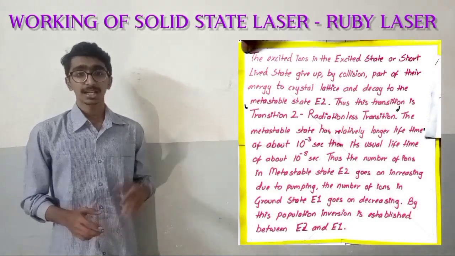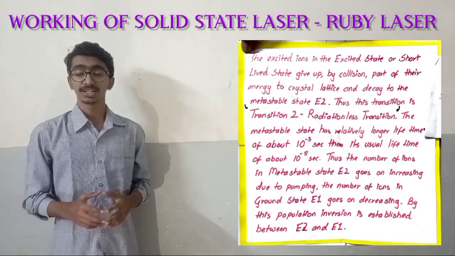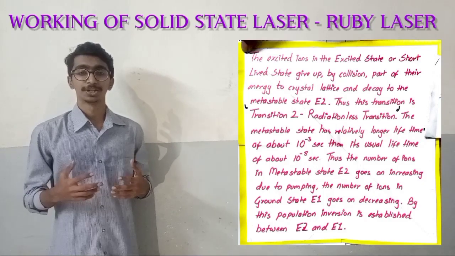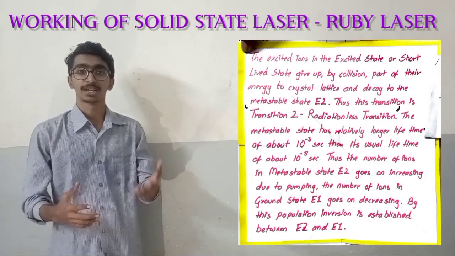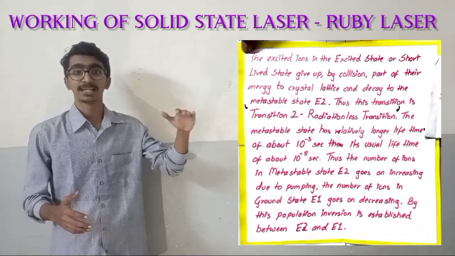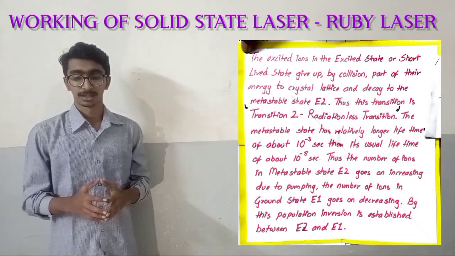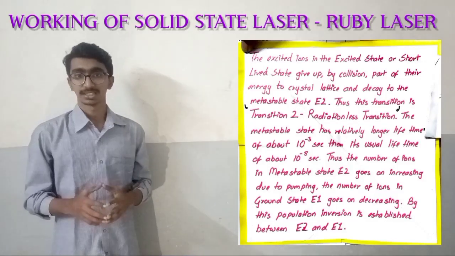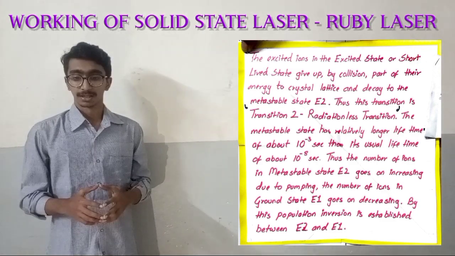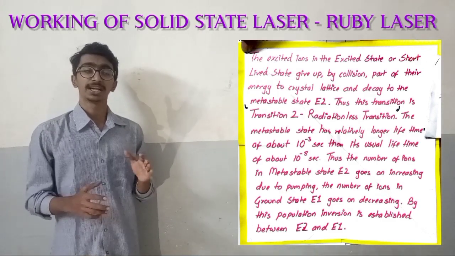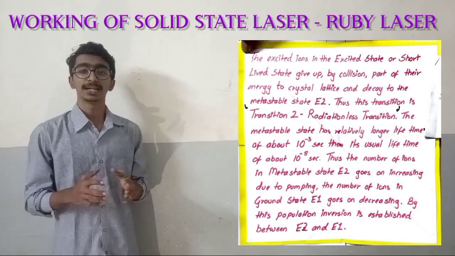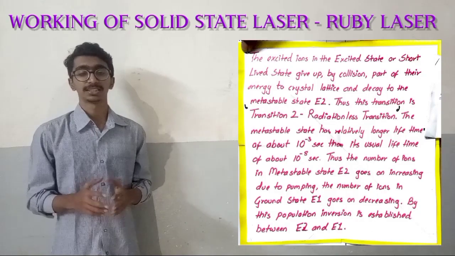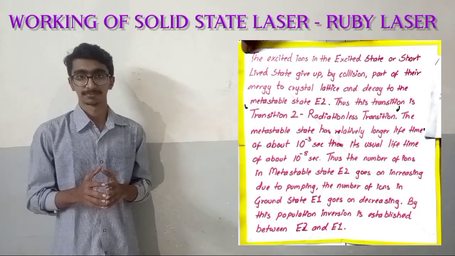Second, the excited ions in the excited state or the short-lived state E3 give up by collision part of their energy to the crystal lattice and decay to the metastable state E2. This transition is transition number 2, radiationless transition. The metastable state has a relatively longer lifetime of 10 raised to minus 3 seconds, greater than its usual lifetime, that is 10 raised to minus 8 seconds.